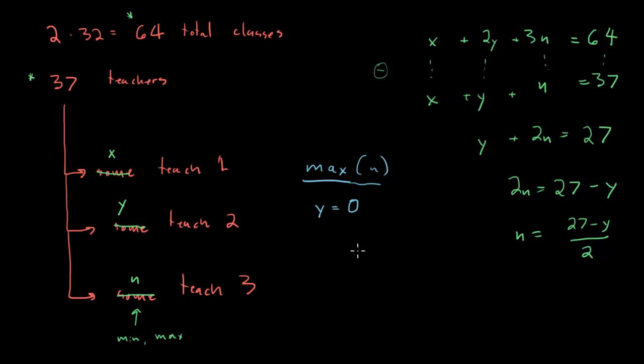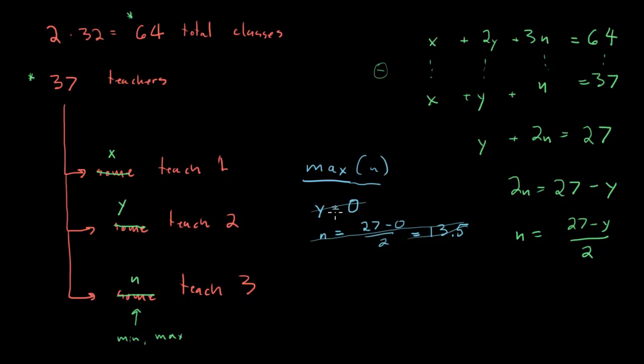If y is 0, then what does n become? n becomes 27 minus 0 over 2, and that is just 27 over 2, which is 13.5, which is not great because it doesn't really make any sense. What does n represent? n is the number of teachers teaching 3 classes, and it doesn't make sense to have 13 and a half teachers. So this did not work for finding our maximum n.